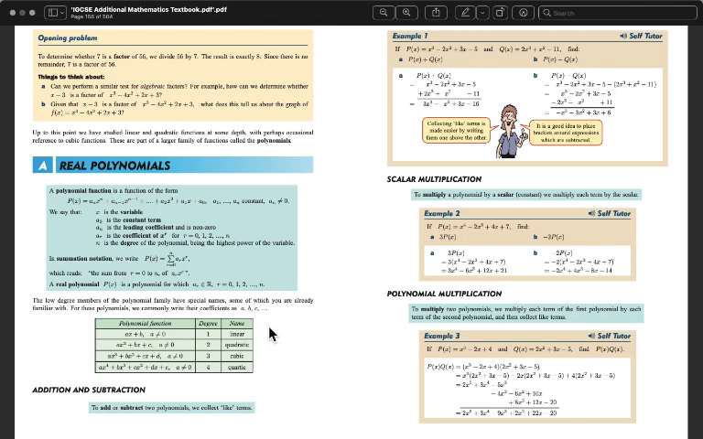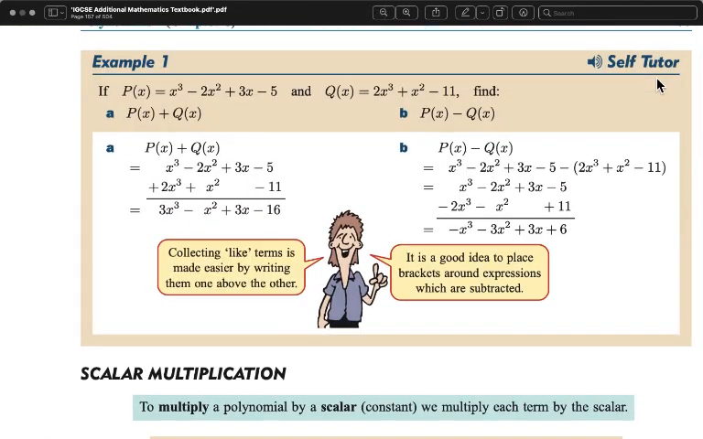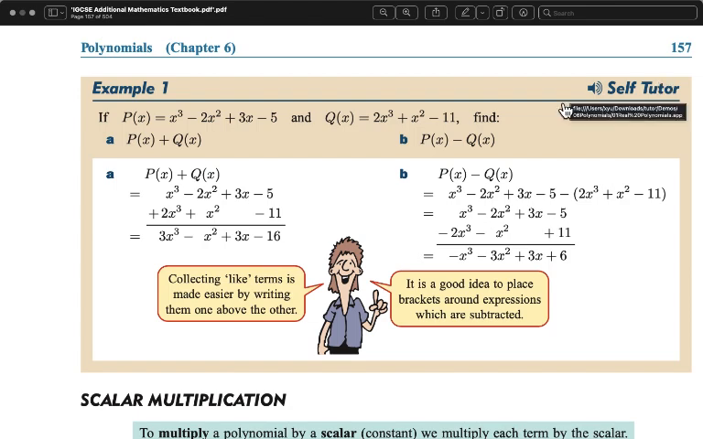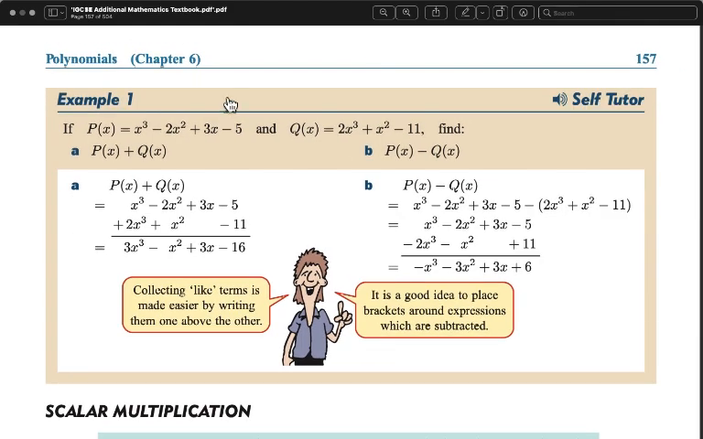First of all, let's get to the foundation: how do we add or subtract two polynomials? To add and subtract, we combine like terms, which means that the same terms of x will combine together or subtract together. So for example, if p(x) is x to the power of 3 minus 2x squared plus 3x minus 5, and q(x) is 2x cubed plus x squared minus 11.